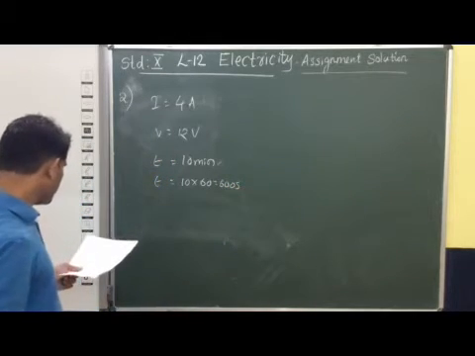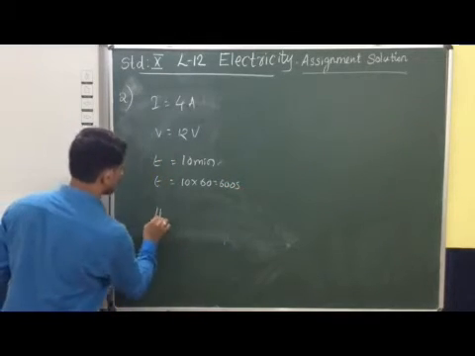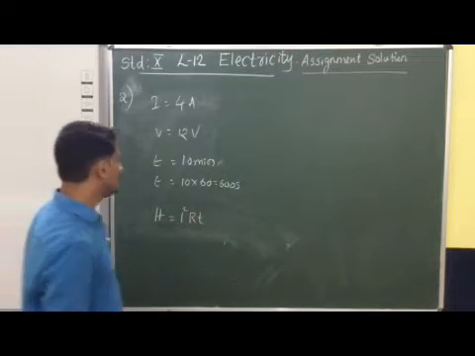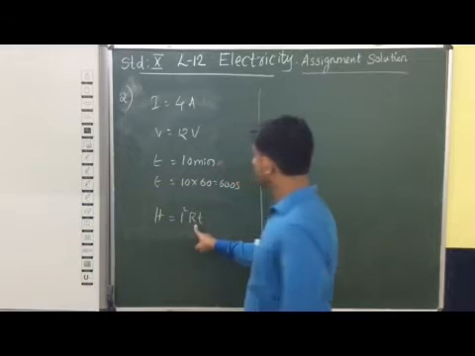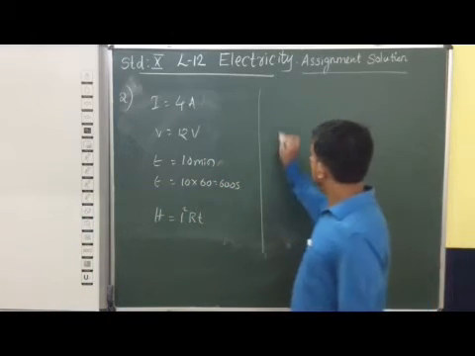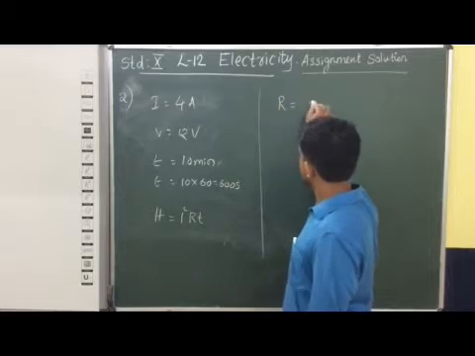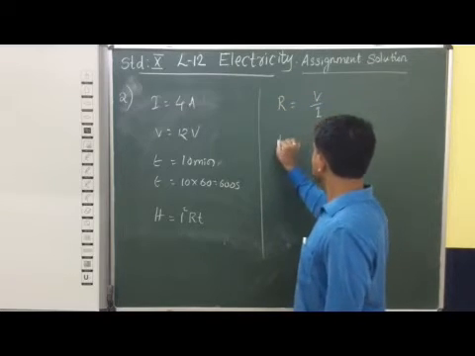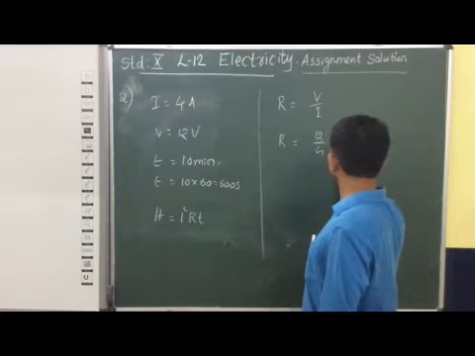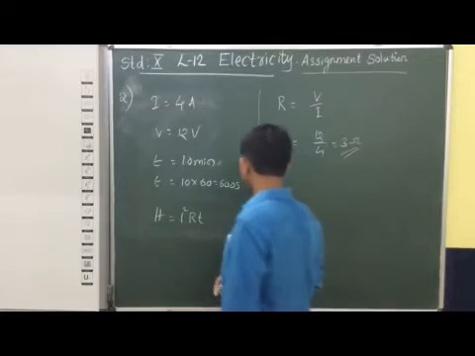So we have to calculate how much energy is transferred. Energy means H is equal to I squared RT. We can use this and find. In this case the current is there, time is there, but resistance is not there. So we have to calculate the value of resistance first. R is equal to V by I. So we can calculate R. We can observe that 12 by 4, that means 3 ohm is coming.